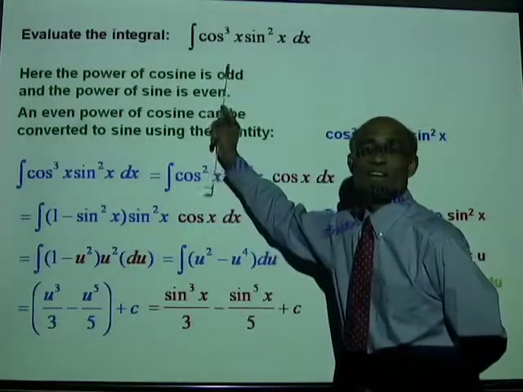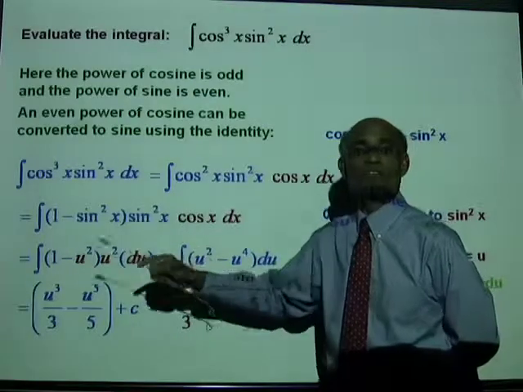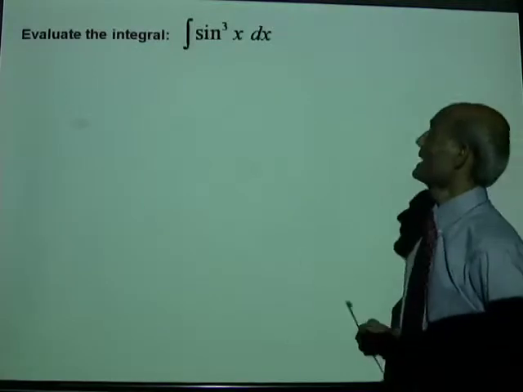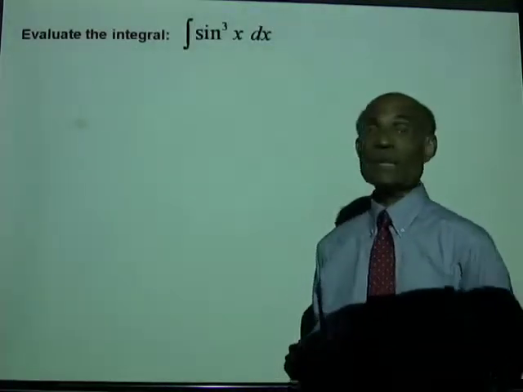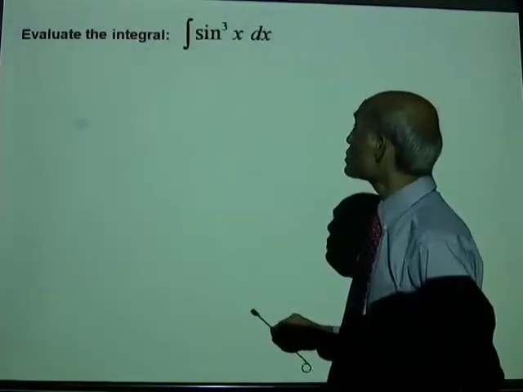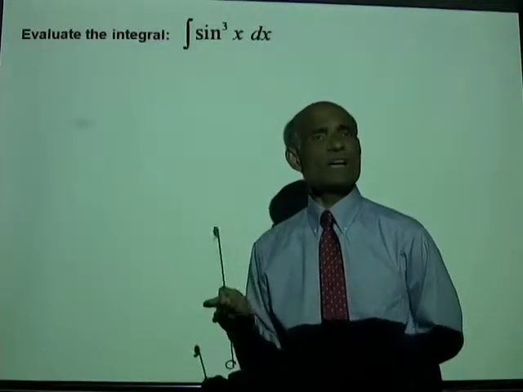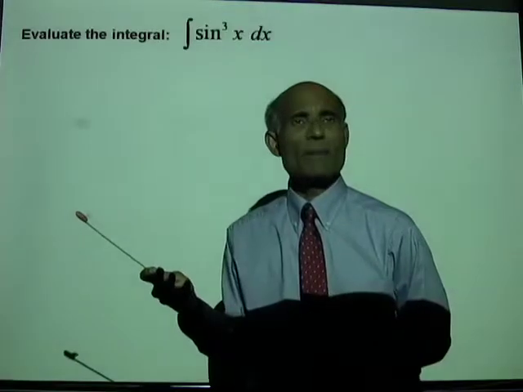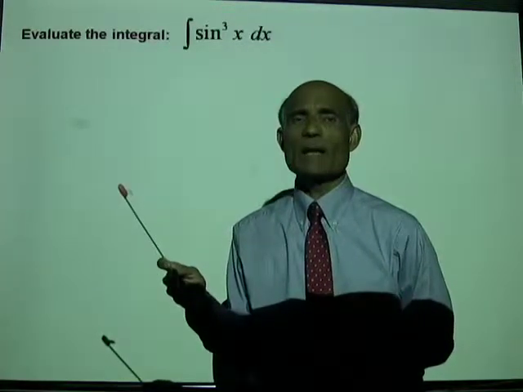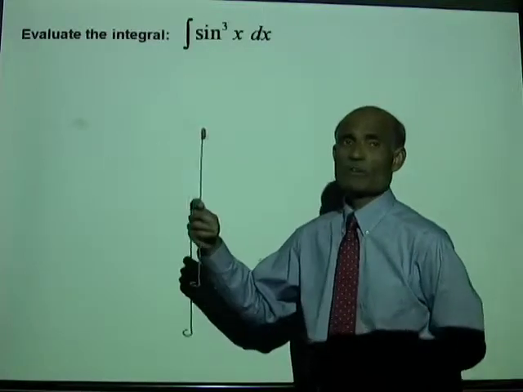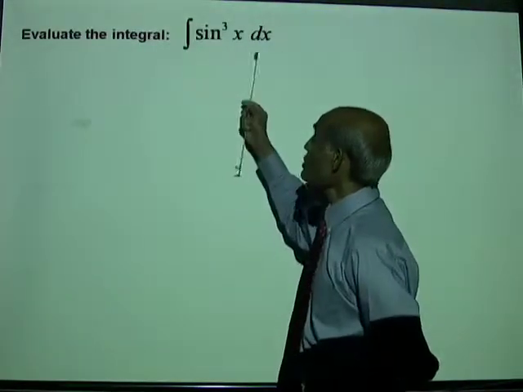That's again a simple method, the same as the previous one. Alright, let's try another one. Integral sine cube x dx. Now here, there's no cosine. So how are we going to do that? Any clue? Think about it. Integral sine cube x dx.